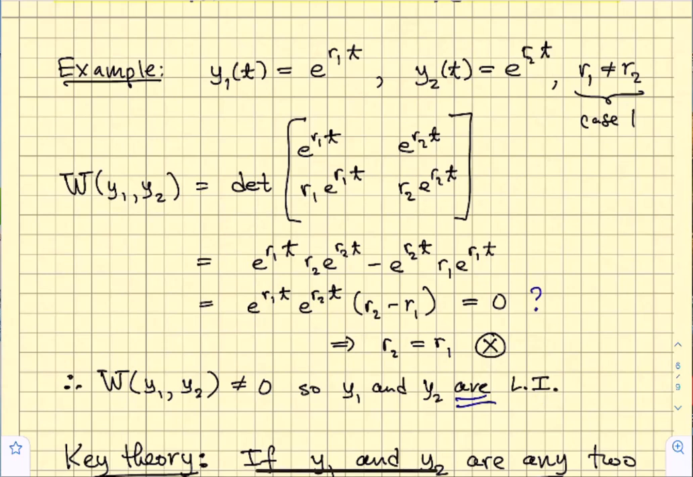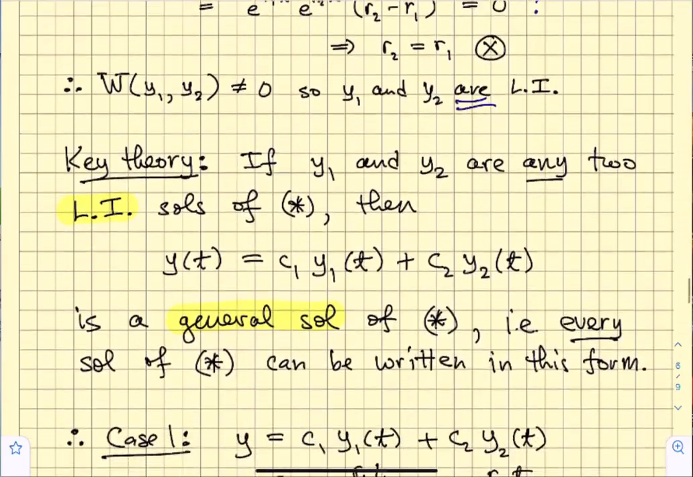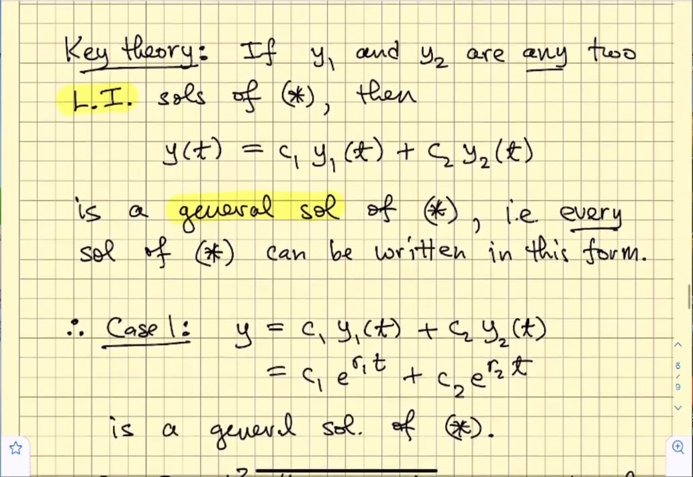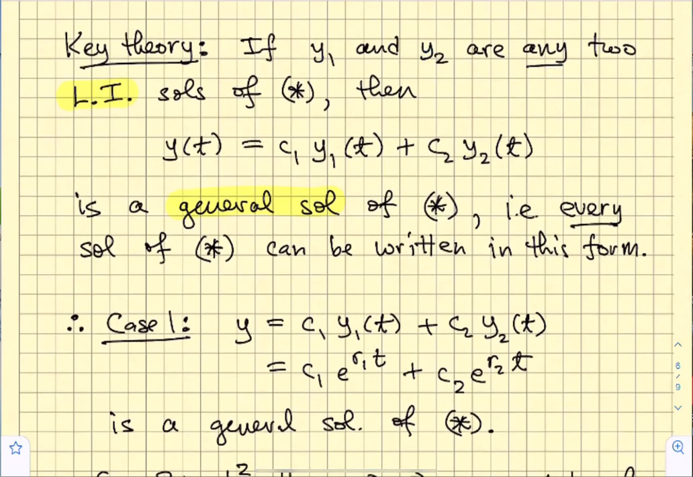This is very powerful. Notice it says no matter what numbers you get for r1 and r2, if they really came from case 1 of our characteristic equation analysis, then the Wronskian every single time must be non-zero. So it means these creatures every single time are two linearly independent solutions. And the reason that's so important is a key component of our theory is the following. If y1 and y2 are any two linearly independent solutions of our differential equation star, then when you form a linear combination of the y1 and the y2, any linear combination of them, that's guaranteed to be a general solution of star.